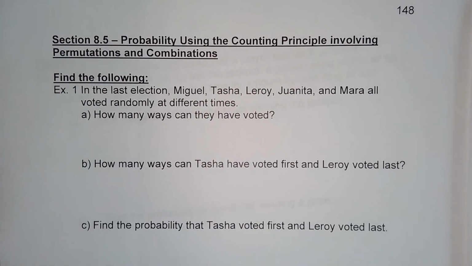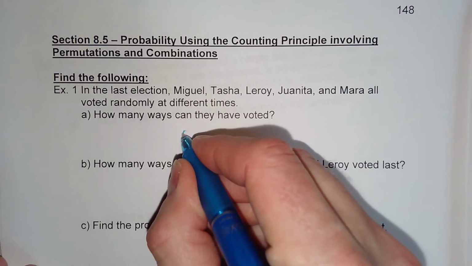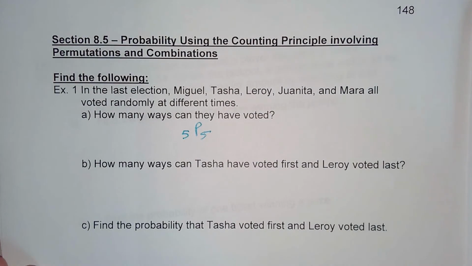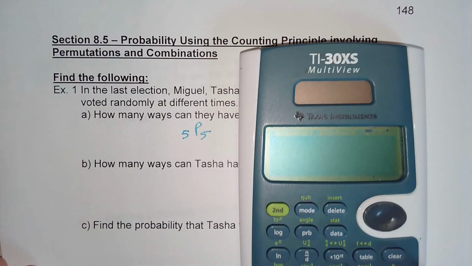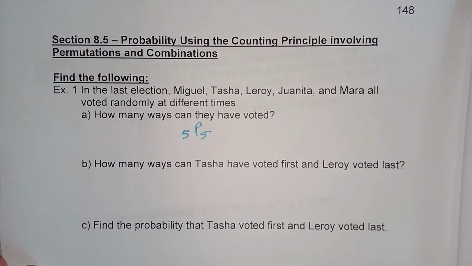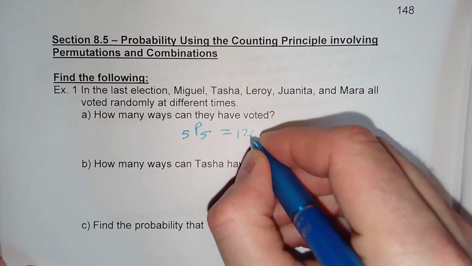So in the last election, Miguel, Tasha, Leroy, Juanita, and Mara all voted randomly at different times. How many ways can they have voted? So order here is important. I've got 5 people, and I'm picking 5. So I'm doing a permutation of 5 people, taking 5 at a time. I'm going to put that into my calculator. I have my probability key, first option, nPr, 5, enter. So that's 120 ways that can happen.